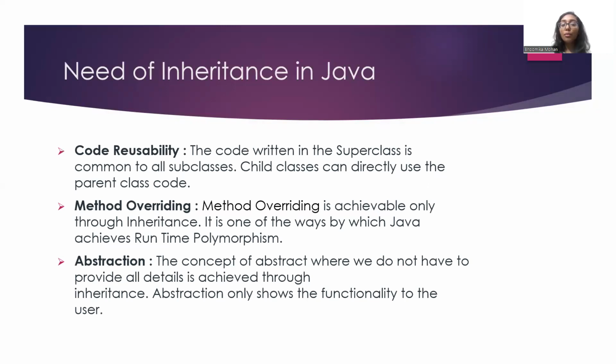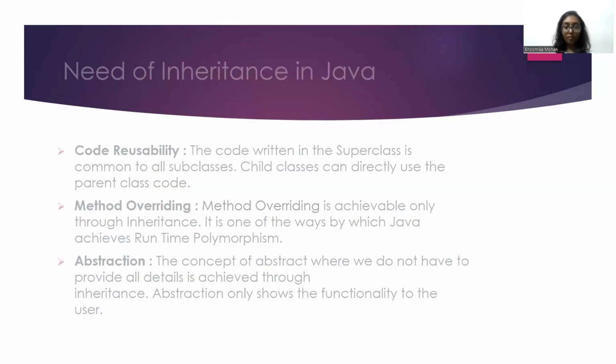Next, let's talk about the need of inheritance in Java. Code reusability. The code written in the superclass is common to all subclasses. Child classes can directly use the parent class code. Method overriding. Method overriding is achievable only through inheritance. It is one of the ways by which Java achieves runtime polymorphism. Abstraction. The concept of abstract, where we do not have to provide all details, is achieved through inheritance. Abstraction only shows functionality to the user. These show that inheritance in Java is very useful.